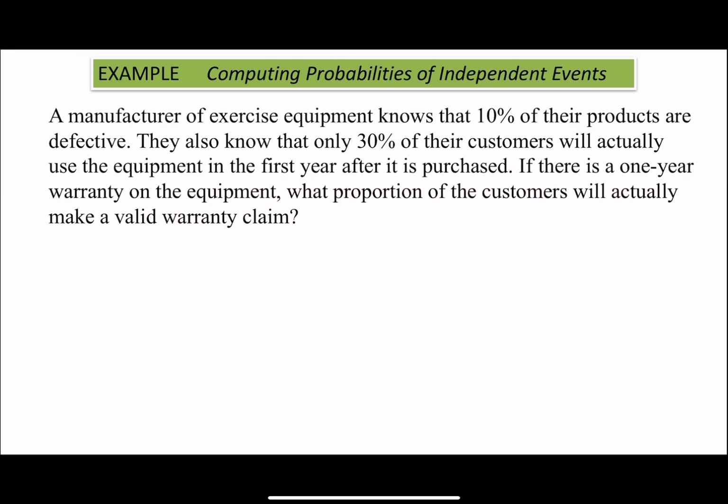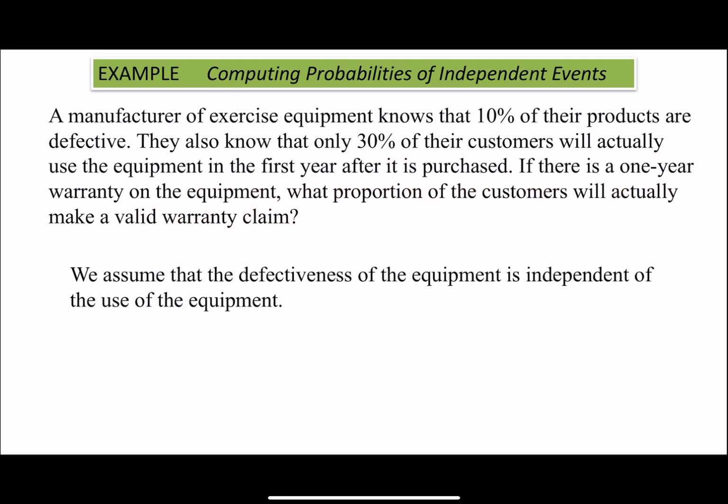Let's try another one. A manufacturer of exercise equipment knows that 10% of their products are defective. They also know that only 30% of their customers will actually use the equipment in the first year after it is purchased. There's a 1-year warranty on the equipment. What is the proportion of customers that will actually make a valid warranty claim? Go ahead and give this one a shot on your own, pause it and then come back. Oh, and we're going to assume that the defectiveness of the equipment is independent of the use of the equipment.